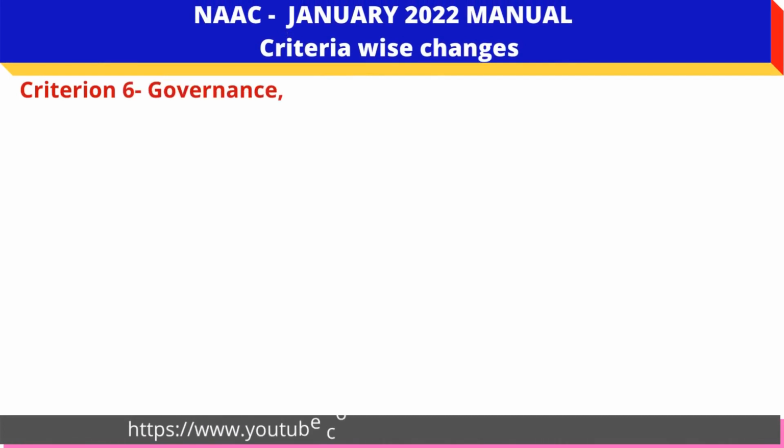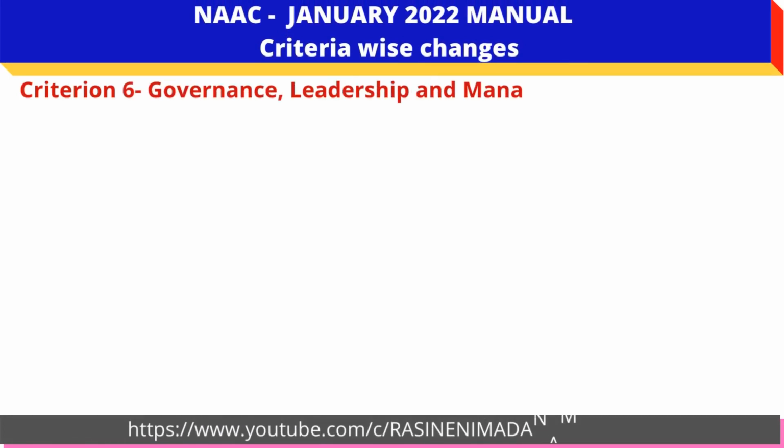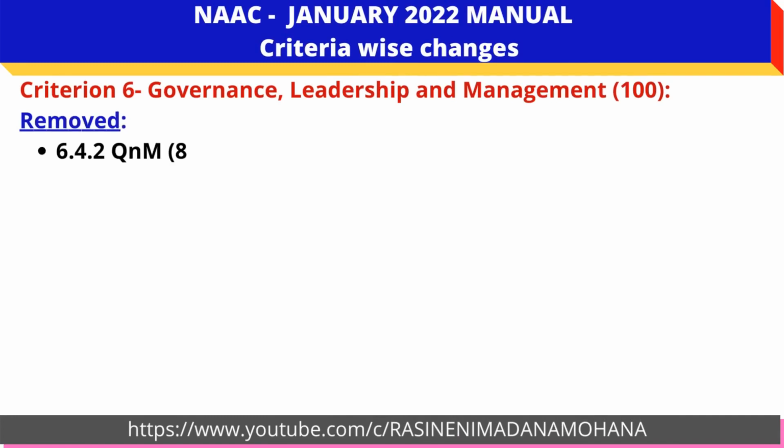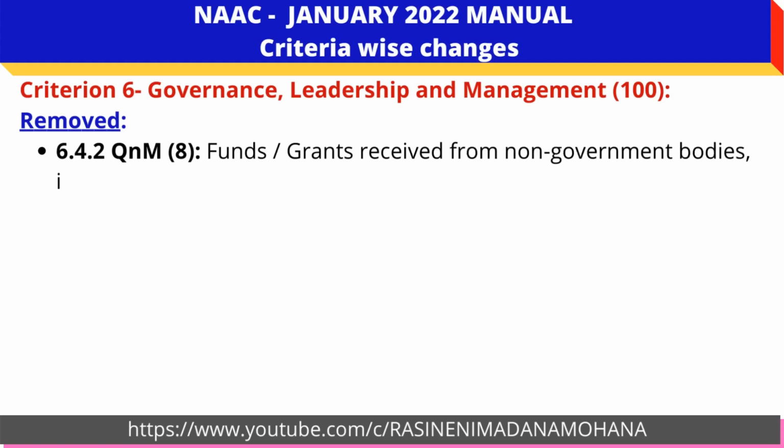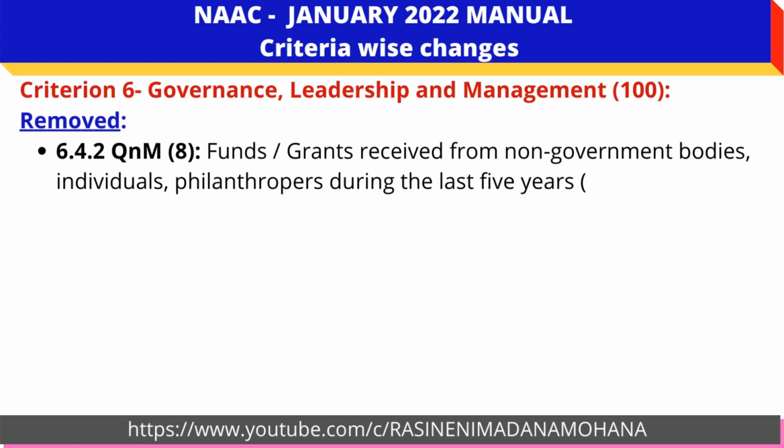Then what are the metrics removed? So this is 6.4.2, quantitative metric, 8 marks, funds and grants received from NGOs, individual philanthropists, etc. So actually this is combined with the previously discussed qualitative metric, that is mobilization of funds, then internal and external audits. So in that, this finance is also included.